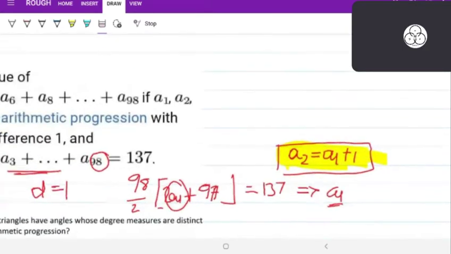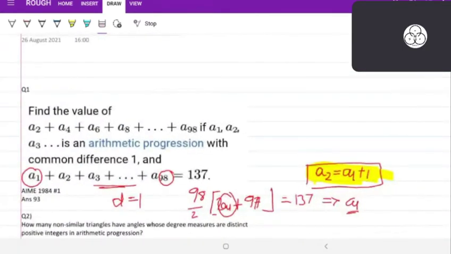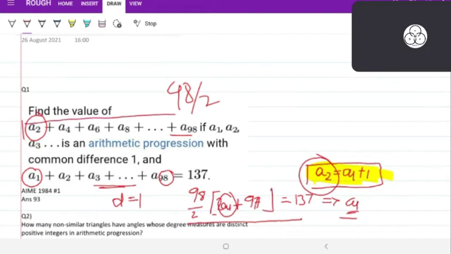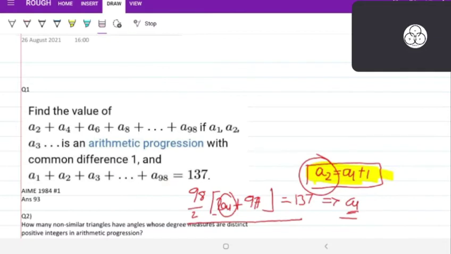So a2 can be written as a1 plus 1. The calculation is your task. From here you can calculate the value of a1. With this value of a1 you can calculate a2. Now if you can calculate a2, this is the first term of this sequence. The number of terms is 98 by 2 in this sequence, that is 49, and the common difference is 2. You can easily find out the value of the sum. But this would make the entire calculation a bit lengthier. So let's go for an easy solution.